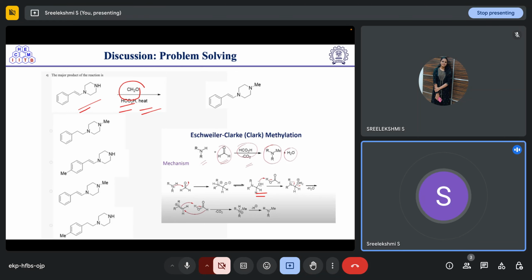Okay, that is actually basically the CO2 is eliminating, that is shown from this formic acid, the CO2 is eliminating, which will result in the formation of this compound, that is saturated compound will be formed with this positive charge on the nitrogen, and then this deprotonation will result in the formation of the substituted amine. So this is an example for Eschweiler-Clark methylation.